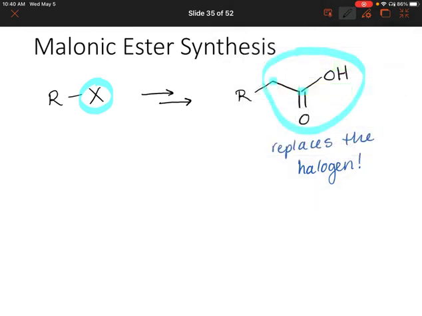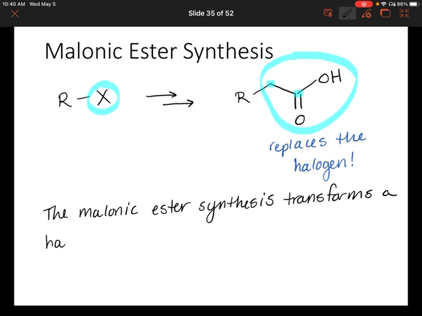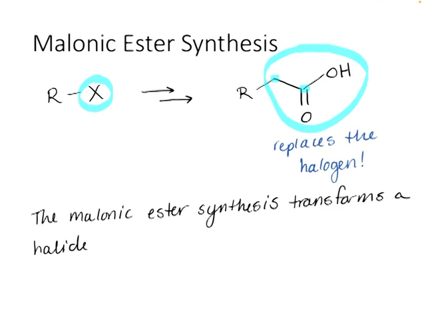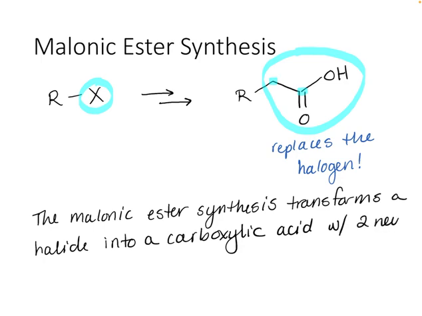So again, the malonic ester synthesis transforms a halide into a carboxylic acid with 2 new carbon atoms.